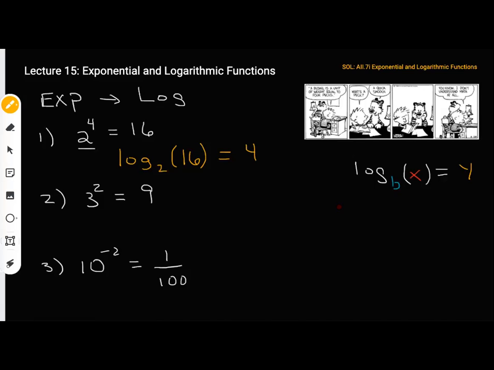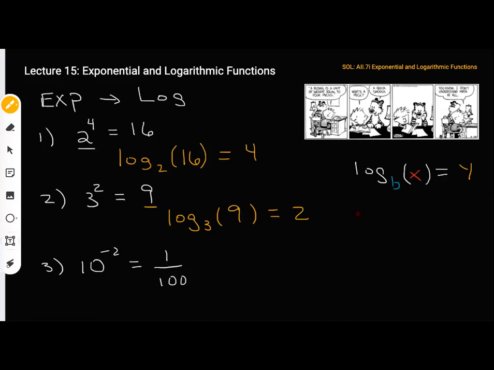Let's try number 2. So for number 2, I have 3 to the 2nd power is equal to 9. We can write this as a logarithmic expression as long as we have a base, which is 3. And we're going to have something on the inside. I'm going to take the exponent and throw it all the way to the other side. So that 2 is going to end up on the other side of the equal sign, the right side. And then on the left side, I still have room for one more number, and that's going to be my remaining number, my 9.